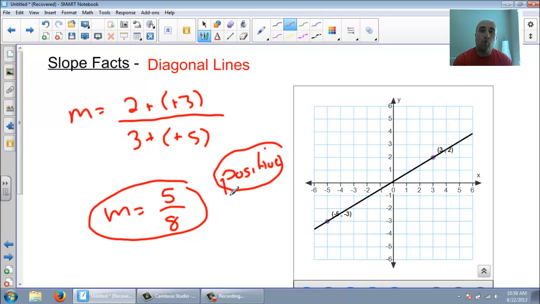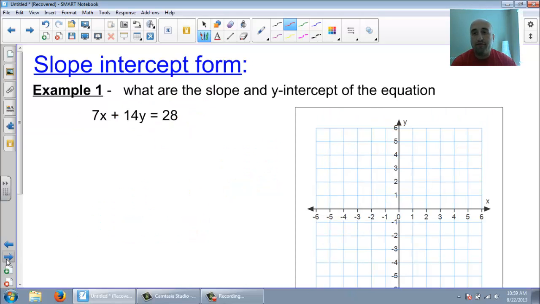All right, so let's try example 1. It says, what are the slope and y-intercept of the equation? So let's not forget our slope-intercept form from the last section. y equals mx plus b. And remember, m is your slope, b is your y-intercept. So we need to put it in y equals mx plus b form first in order to find that out. So we're going to go over to our equation, and we are going to solve for y because that's what slope-intercept form says. So I'm going to subtract 7x on both sides.